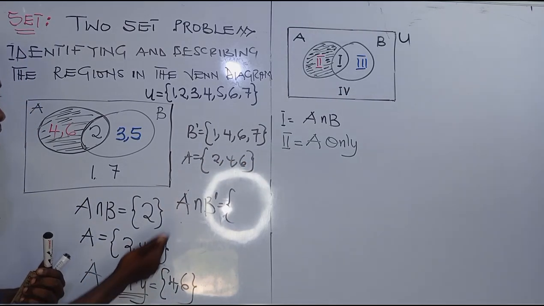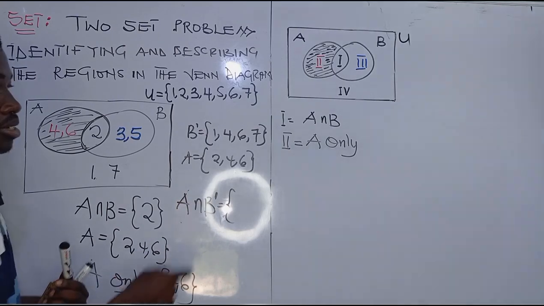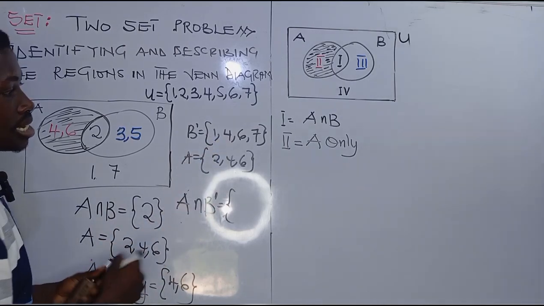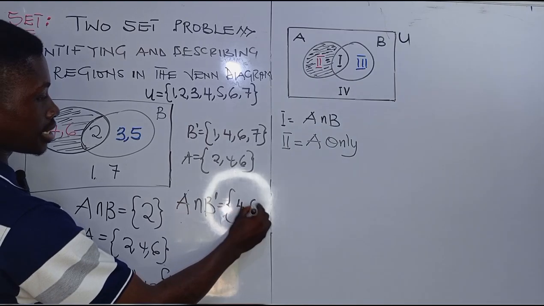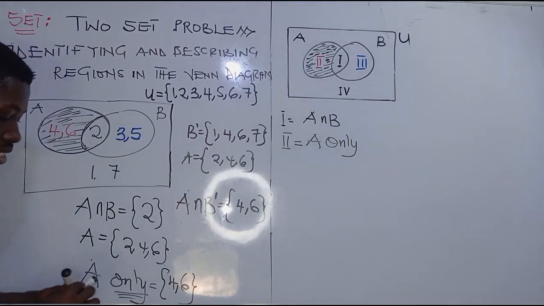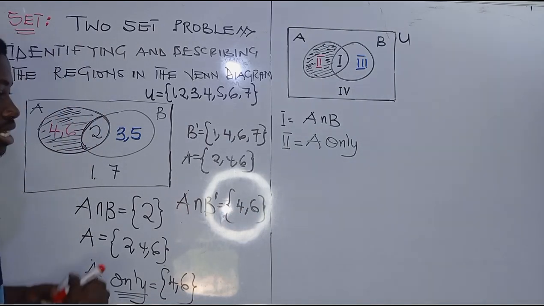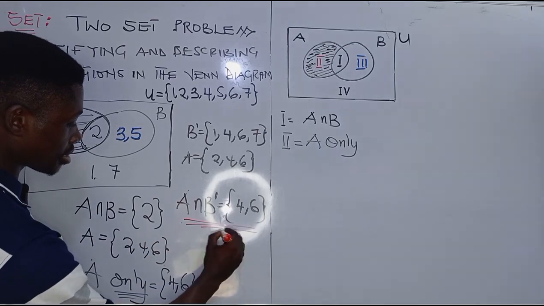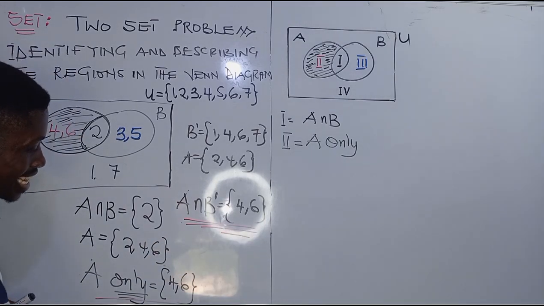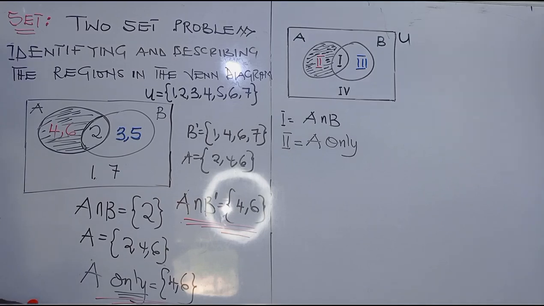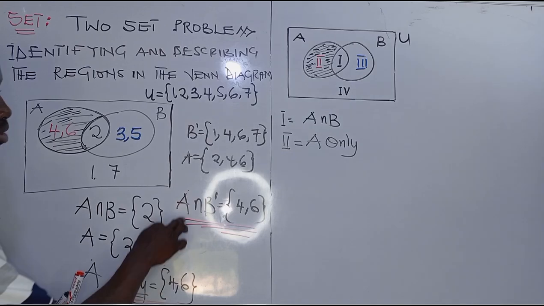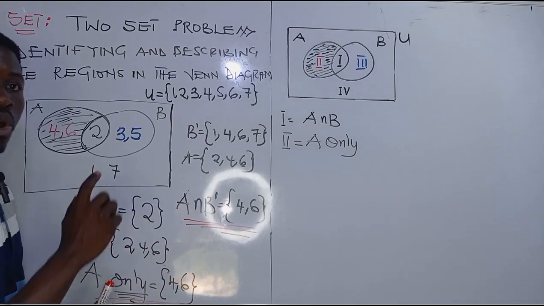Now we can find A intersection B complement. From here, do we have common elements? We have 4 and then 6. So realize that the elements in this particular set are the same as the elements in A only. So you can therefore say that the region A only is the same as A intersection B complement.